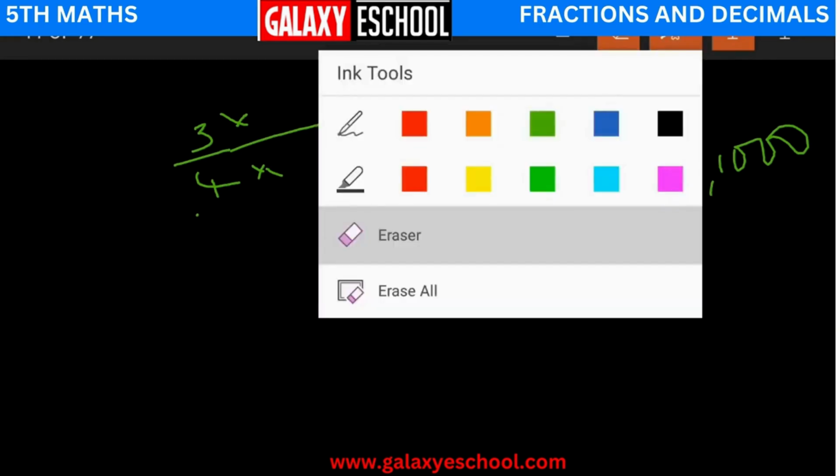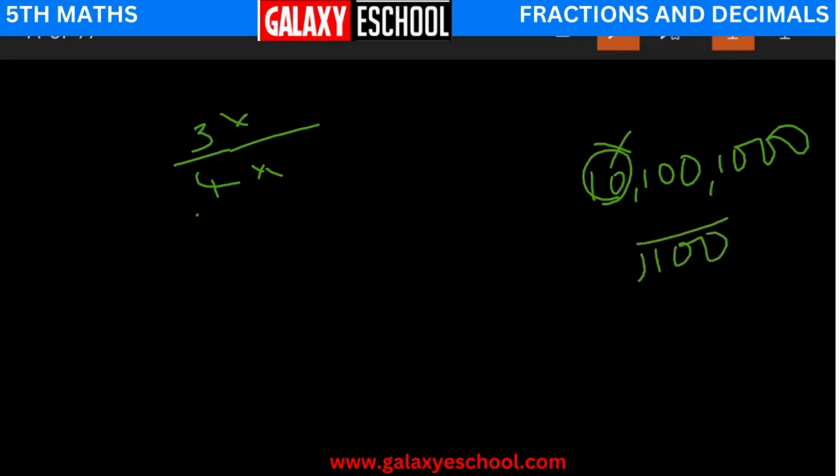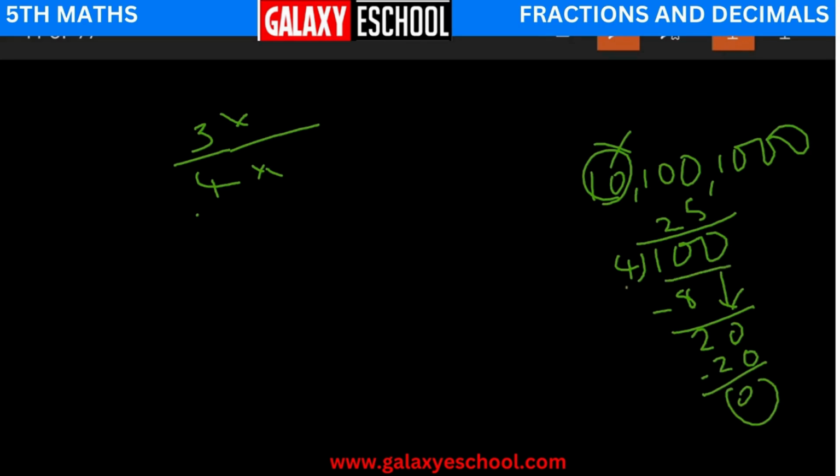Let us divide 100 by 4 and see how many times it goes. 4 twos are 8. When we subtract, 2 is remaining, 0 brought down. 4 fives are 20. When we subtract, 0 is our remainder. So 4 divides 100 exactly, 25 times. So 4 into 25 is equal to 100. Understood children?